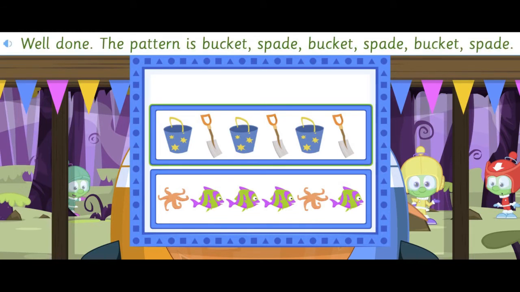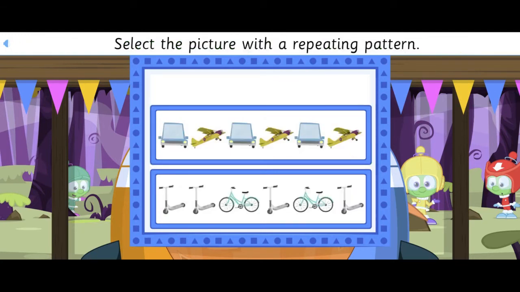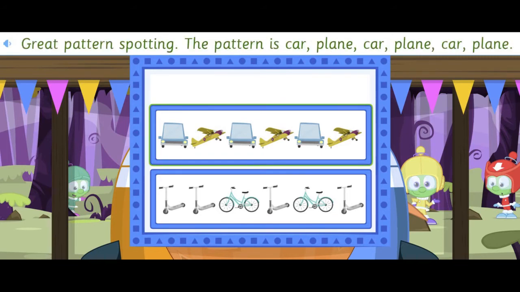Well done! The pattern is bucket, spade, bucket, spade, bucket, spade. Select the picture with a repeating pattern. Thumbs up. Great pattern spotting! Now third activity. The pattern is car, plane, car, plane, car, plane.